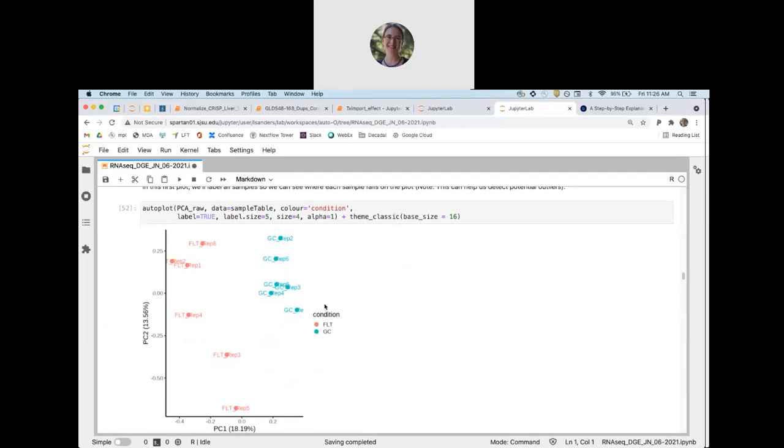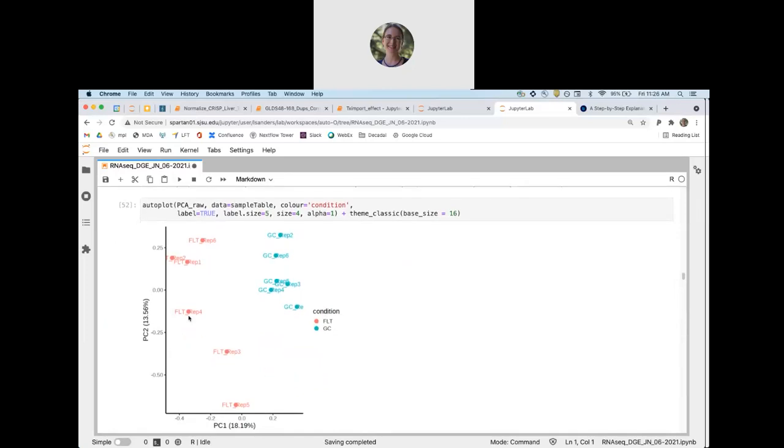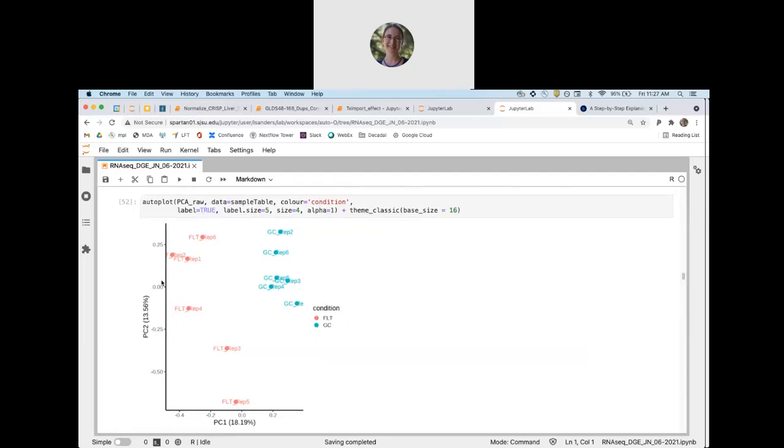You can see our ground control samples are green, our flight samples are red. Keep in mind, this is the raw and unnormalized data. So we are taking a look at this plot for illustration and educational purposes, but you wouldn't want to make this plot for publishing or anything unless you were specifically comparing it to your normalized plot, which we will make in a minute. Note that the percentage of variance is shown on each axis, which is really nice.